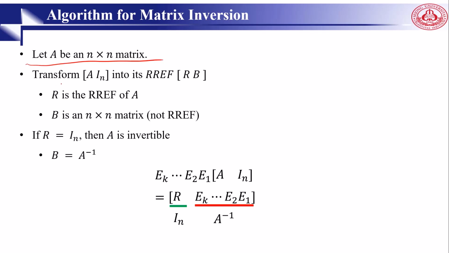This is the algorithm. We transform A augmented with the identity matrix into its RREF. We transform this one to this, where R is the row reduced echelon form and B is the matrix that is not in RREF. Then, if the result of the row reduced echelon form is an identity matrix, we can conclude that A is invertible. In this case, B is the inverse of A.